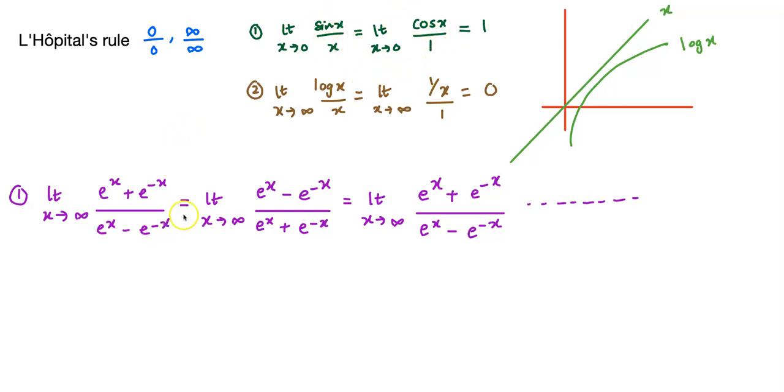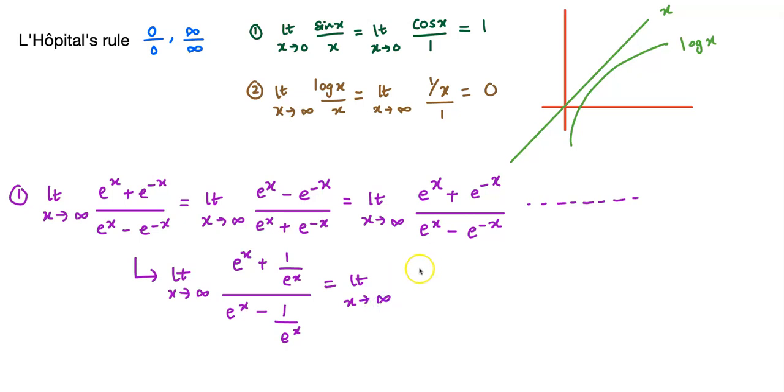So what do I mean by that? Let's take an alternative approach for the same problem. Let's rewrite this problem as the limit x tends to infinity, e power x plus e power minus x, which is 1 over e power x, and the denominator would be e power x minus 1 over e power x, right? So this is going to be the limit as x tends to infinity of e power 2x plus 1 divided by e power 2x minus 1.